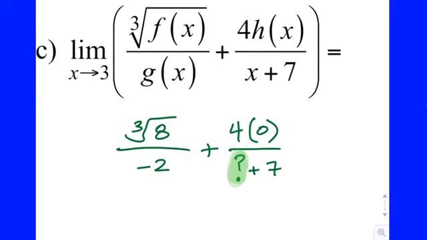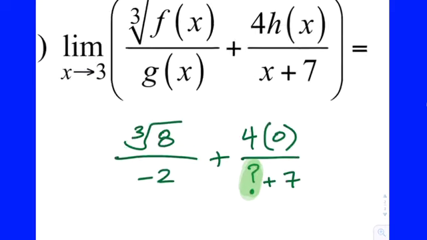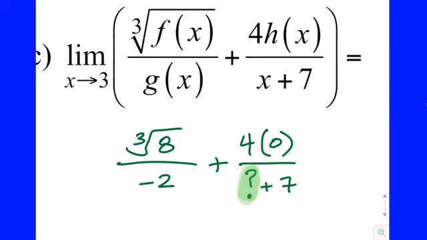Okay, so every x that appears in the expression is going to be a limit value, not a function value. I didn't give you any function values. I only gave you limit values, so you could go ahead and substitute. So the cube root of the limit as x goes to 3 is the cube root of 8. Substituting that in. The limit as x goes to 3 of g is negative 2. And the top, 4 times the limit as x goes to 3 of h is 0.